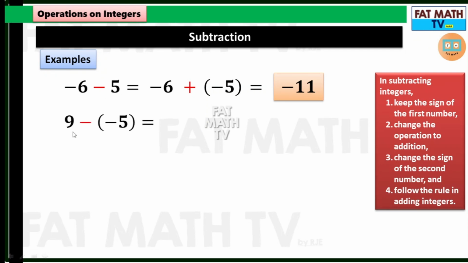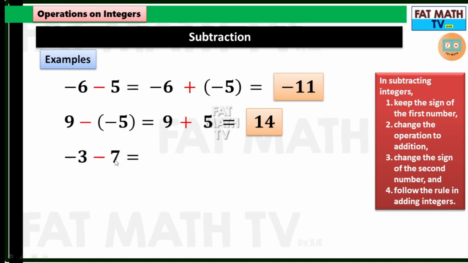Next, 9 minus negative 5. Keep the sign of the first number, so 9 will still be 9. The minus sign will become plus. And the negative 5 will be positive 5. And 9 plus 5, they have the same sign. So add their absolute values, that is 14, and copy the sign. Both are positive, so the answer is also positive.